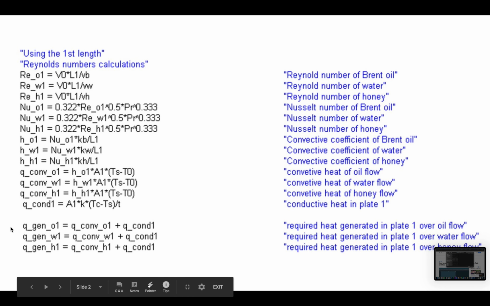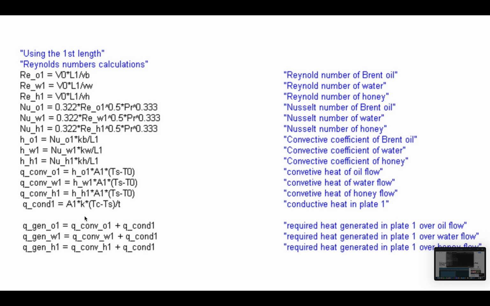The last step is where we calculate the important part, which is the required heat generation within the wall. The required heat being generated will be equal to the heat loss due to convection plus the heat loss due to conduction.